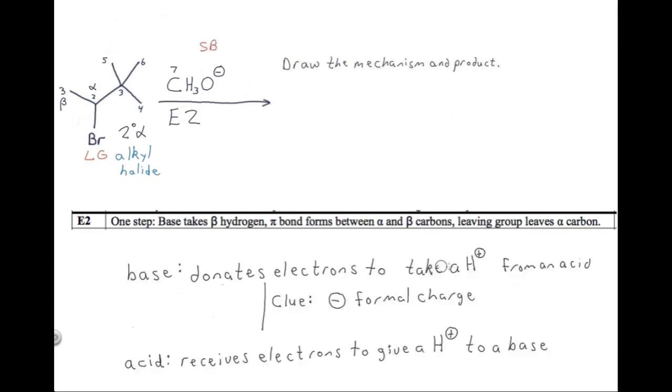Now a base takes a proton from an acid, so we have to decide which atom is going to act as the acid. The acid is the atom that gives away the proton to the base. Well, remember that our base is going to take the beta hydrogen, the hydrogen from the beta carbon. That means carbon 3 is going to act as our acid.